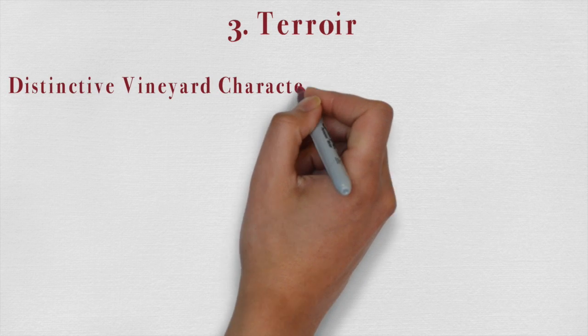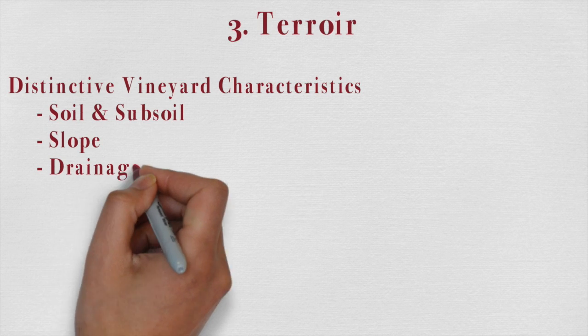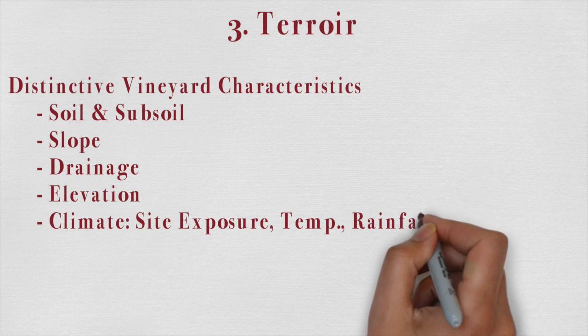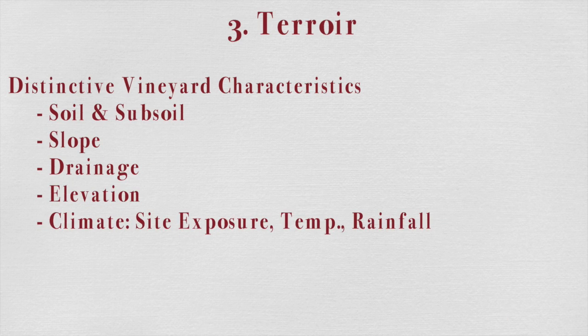Beyond the grape varietal used in a certain area and the practices of the winemaker, the combined natural aspect of a vineyard plays a major role in the overall quality and character of a wine. The French term for this is terroir. It has been adopted throughout the wine community, and basically it will refer to the impact of features such as soil, subsoil, slope, drainage, elevation, climate such as site exposure, temperature, rainfall, humidity levels, etc.